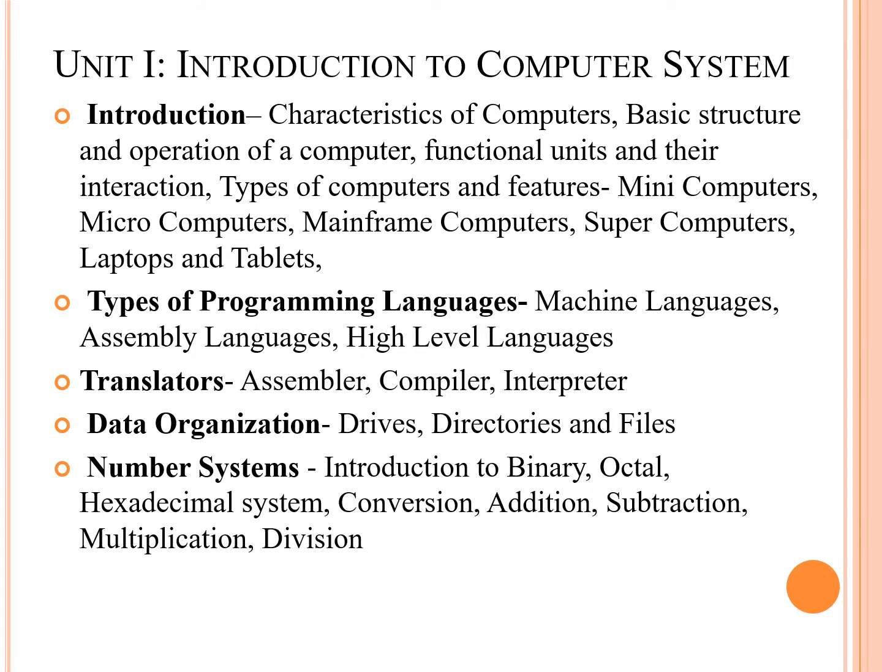Unit 1, that is Introduction to Computer System. Here we are going to learn the introduction of the computer, that is various characteristics of computers, what are the various features, basic structure and operations of the computer. What are the different functional units and the interactions between all the functional units and components of the computer. Then we are going to study the various types of computers and their features. The various types of computer are mini computers, microcomputers, mainframe computers, supercomputers, laptops and tablets.